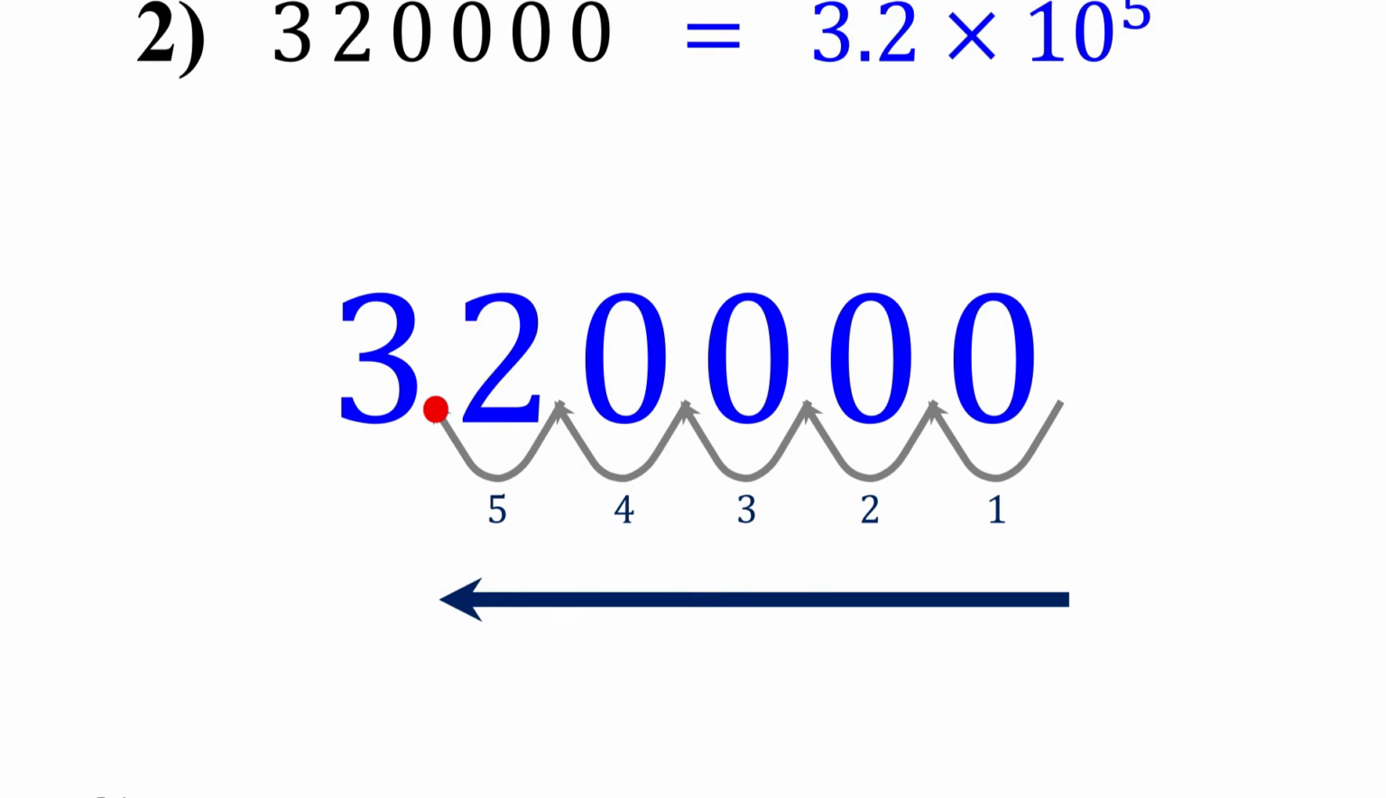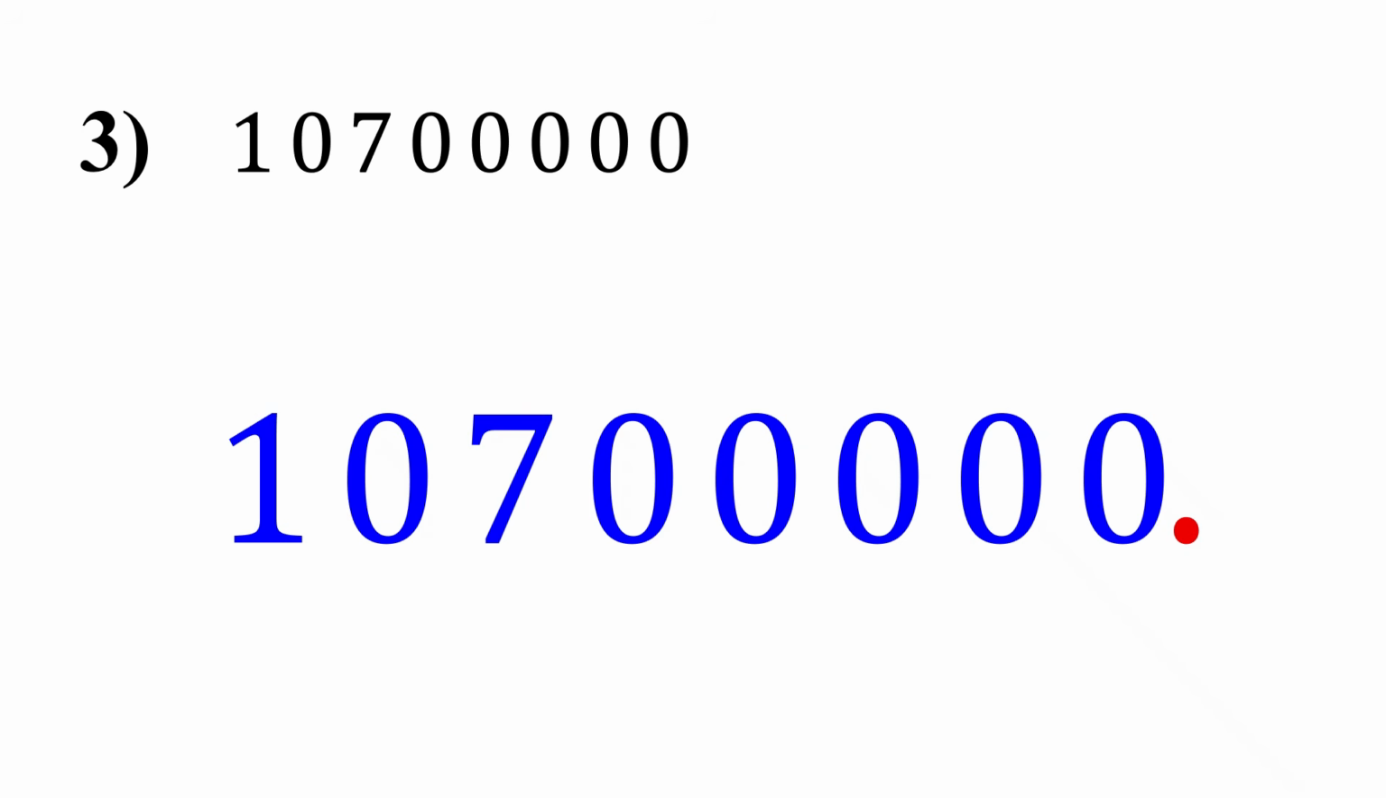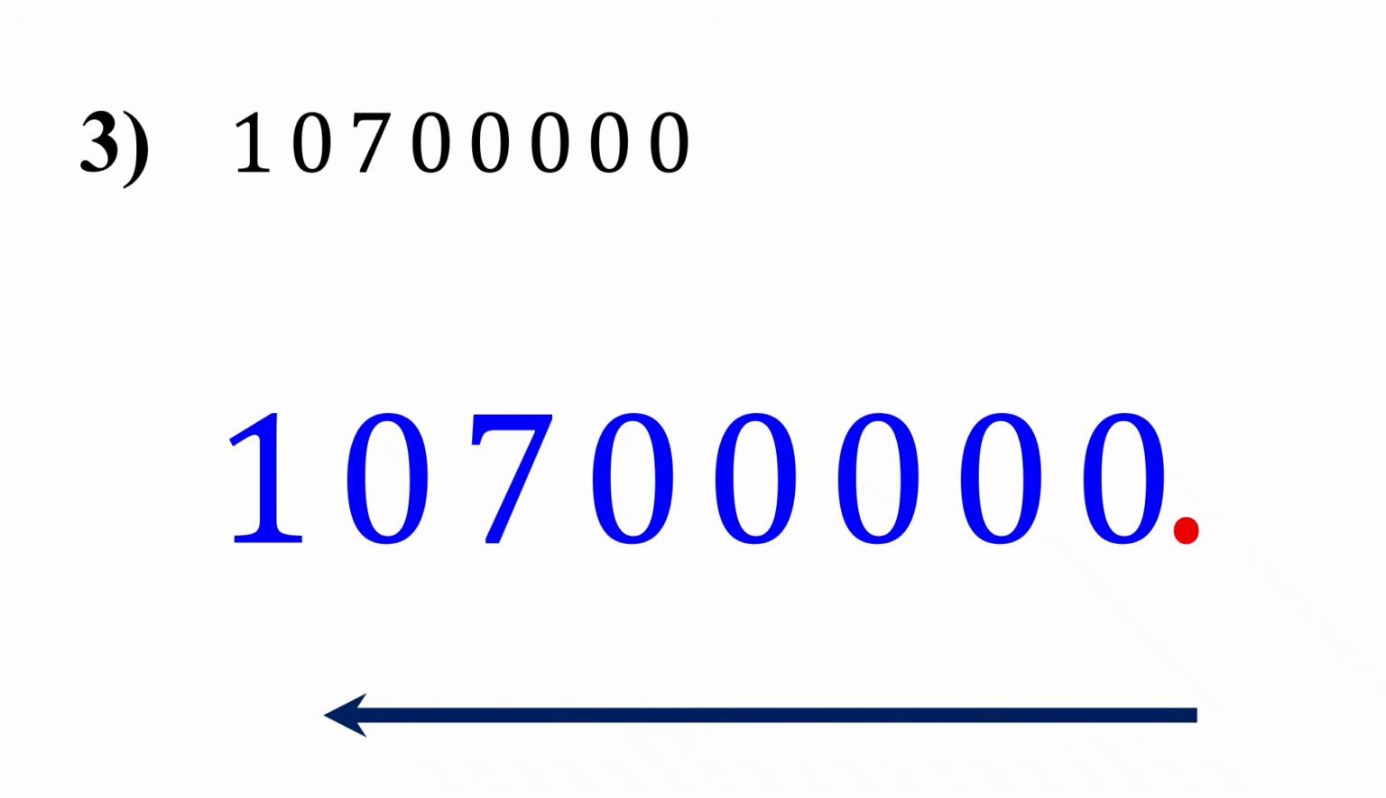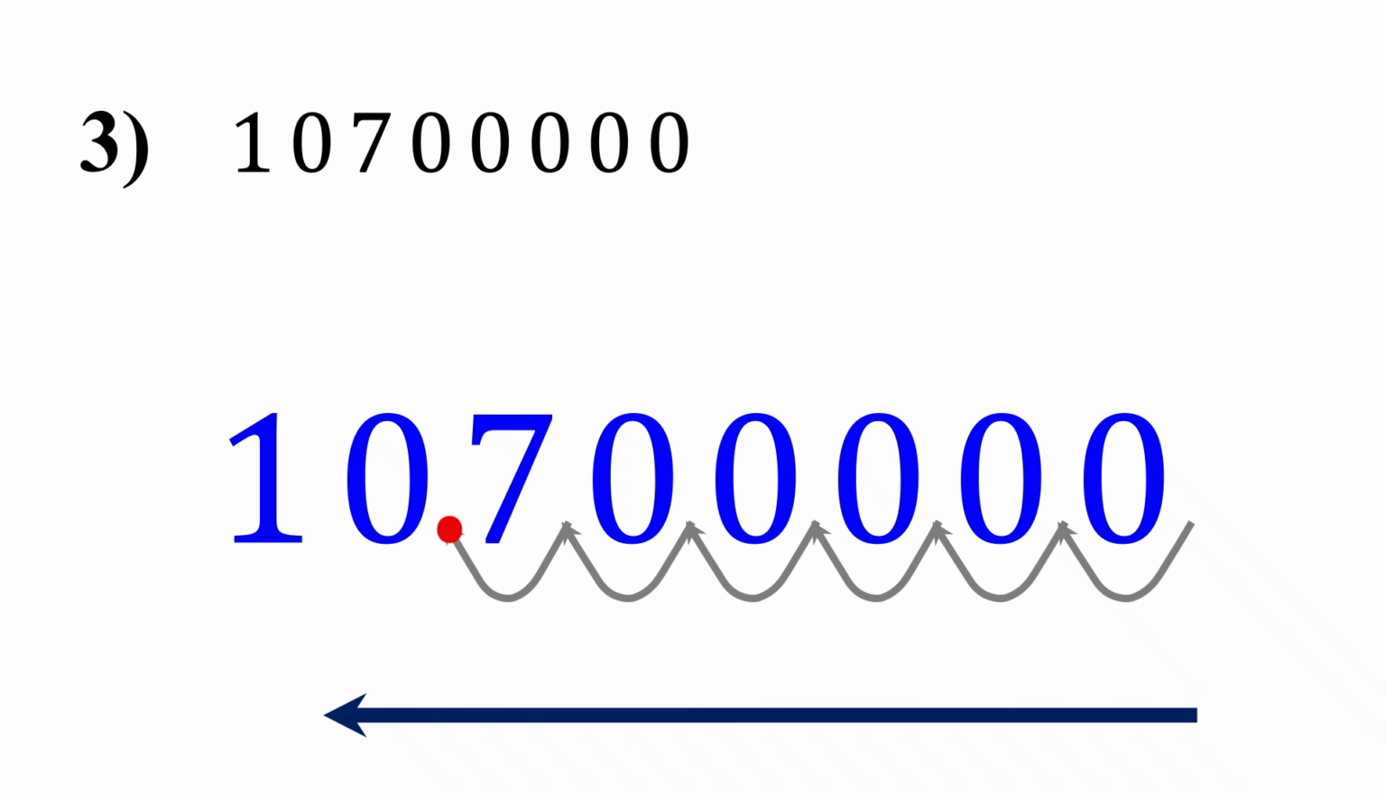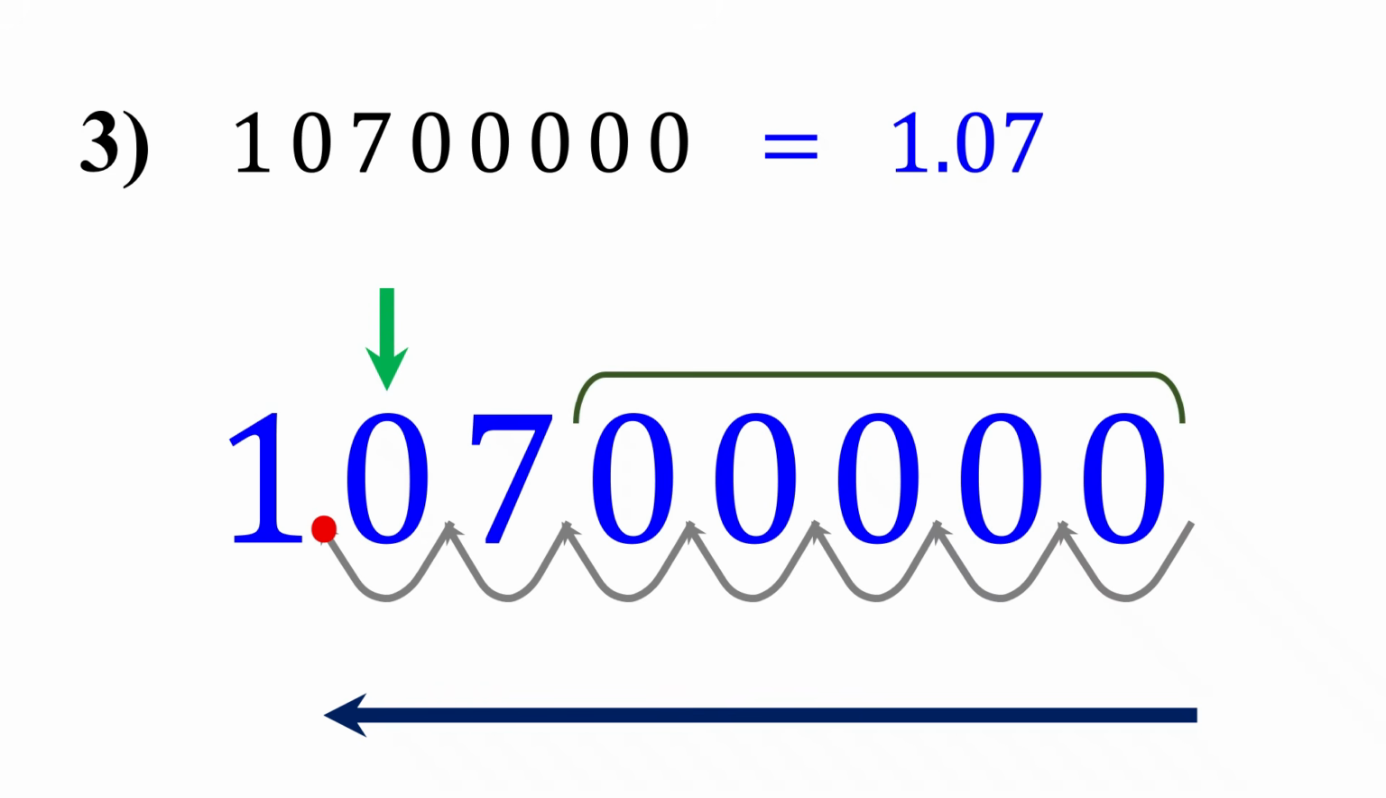Excellent. Let's try another larger number, 10,700,000. To get the first part, we move the decimal point to the left. Moving it 1, 2, 3, 4, 5, 6 places, we get 10.7. But that's still not between 1 and 10. Moving it 1 more place, we get 1.07, which is between 1 and 10, so we stop here. That means 1.07 is the first part. Notice, we keep the 0 between non-zero digits. We only ignore trailing zeros.